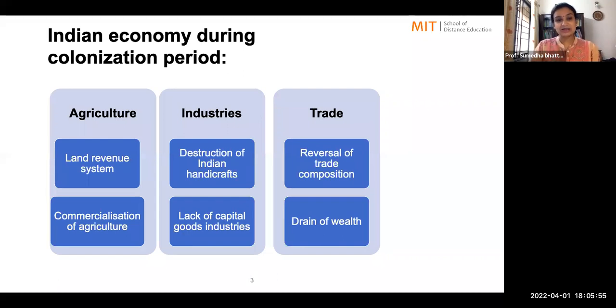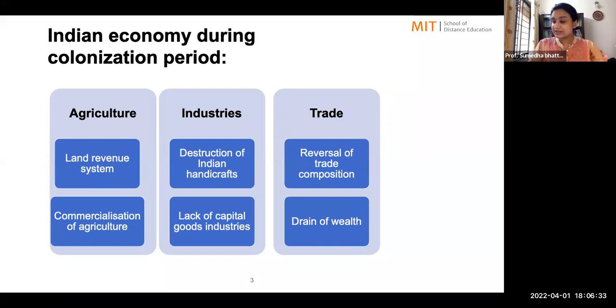Second important aspect is commercialization of agriculture. As I said, there was a significant shift from subsistence farming, that is meant for self-consumption, to commercialization of agriculture. Agriculture was now meant to produce a marketable surplus, and there was a drift from production of food grains or food crops to cash crops. Now it was not rice and wheat that was being produced, but indigo, jute and tobacco. And that is said to be one of the reasons that caused the Bengal and Odisha famine.